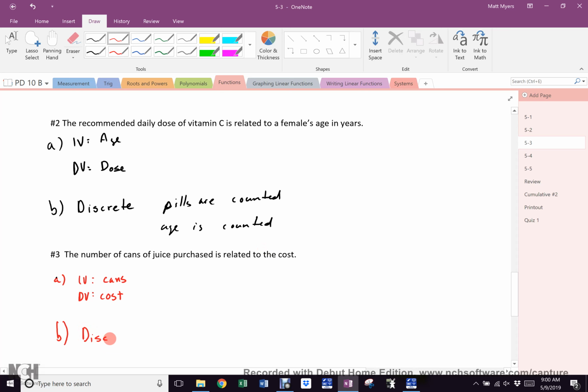Discrete. Why? Cans are counted. What? Of course they are. You cannot go to Safeway. I'm only half thirsty today. I would like 1 can of orange juice, which I will take out my knife, cut in half because it is frozen. I will take half of it, and you will give me back $1. Because it was $2 for the whole can, so I only want a half a can, so I should only pay $1.